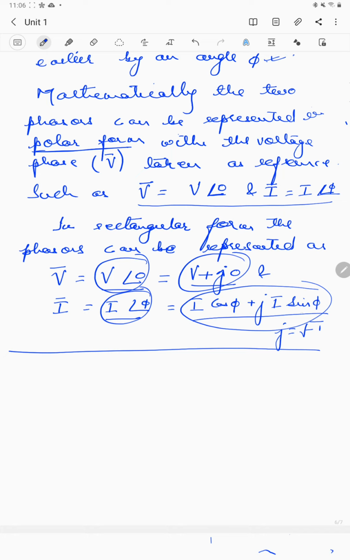Now you may ask how this I cos phi plus J I sin phi came about. This is also written in the same form, V cos phi plus J V sin phi. Why? The value of the angle here is 0, so cos of angle 0 is 1, so this becomes V. Plus J V sin phi, sin 0 is 0, so this becomes 0. That's why we have written this as V plus J0. It is also written in the same form. Okay, now let's come to the addition and subtraction of the phasors.